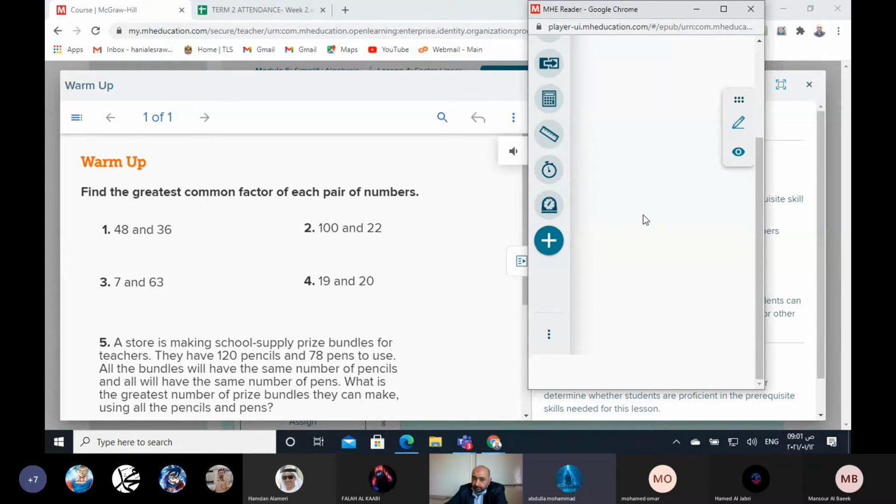Mr., what is the answer of number 2? Number 2, 2.